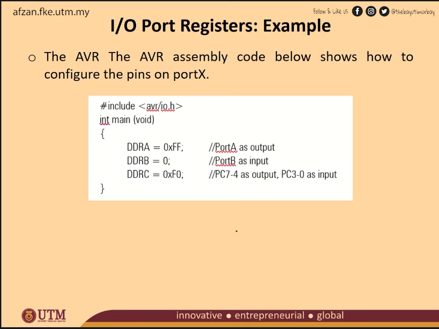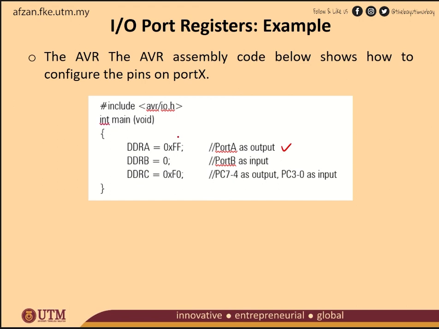Okay, so we have a lot of examples here. The AVR assembly code below shows how to configure the pins on port X. First, include avr/io.inc, then main. DDRA equals 0xFF. What happened here? You want to make all of port A an output port.